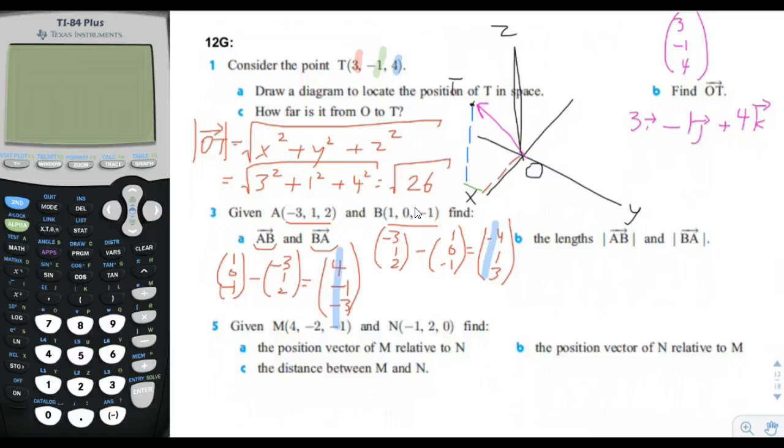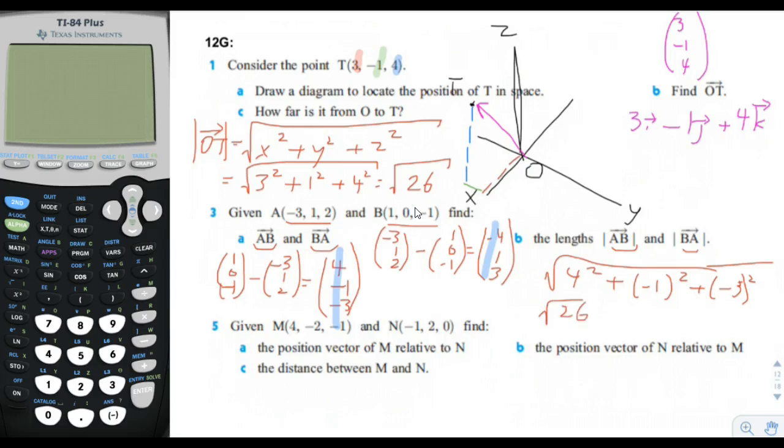Okay, and then we're going to find the lengths of the AB vector and the BA vector. The way we do that is we use the Pythagorean theorem. We take 4 squared plus (-1) squared plus (-3) squared. This is 16 plus 1 plus 9. And hey, what do you know? It is the same as number 1. It's the square root of 26.